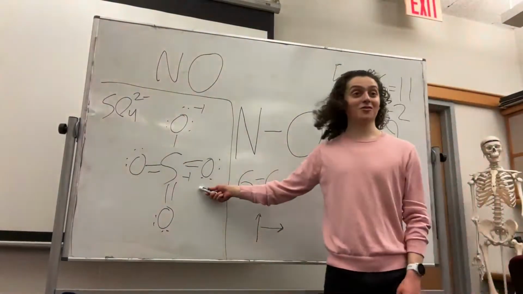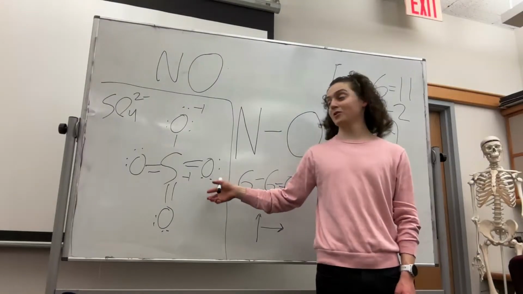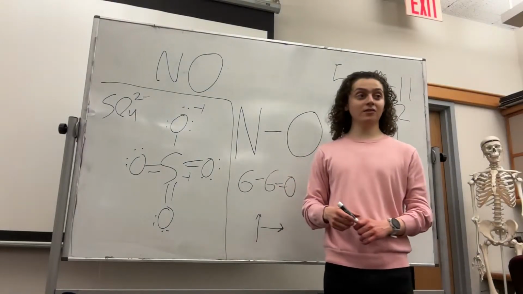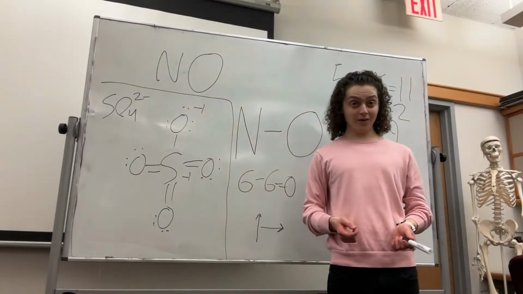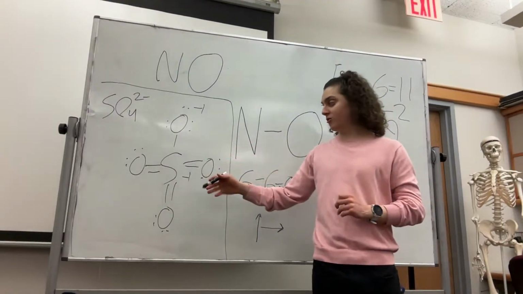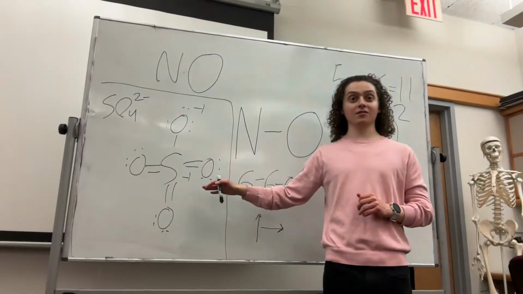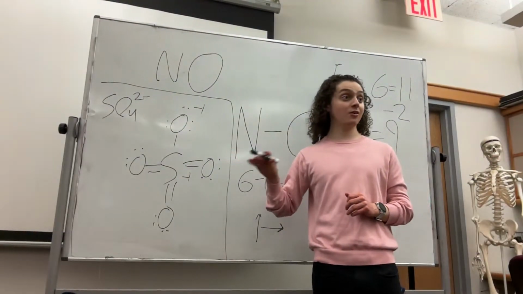Cool. Okay, good catch with the SO4 2 minus. That's a great example for them to put on the test. Another one you might see is H2SO4. Neutral, it would be the same thing, except you would have a couple of hydrogens on these oxygens and no overall formal charge at all.